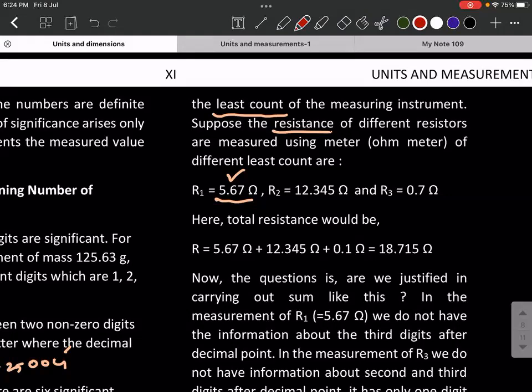The second person comes and tells me, sir, the resistance value is 12.345. And the third person comes and tells me it is 0.7. Like this, I'm getting all the 9 values. But if you observe the readings that come to me, I'm able to find some kind of inconsistency. What is the inconsistency?